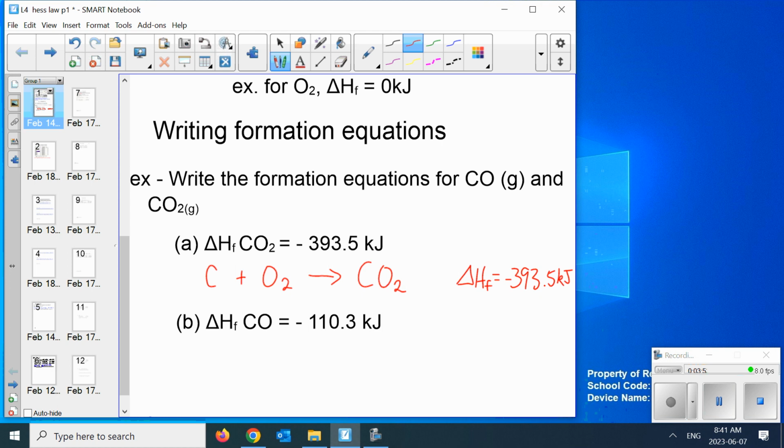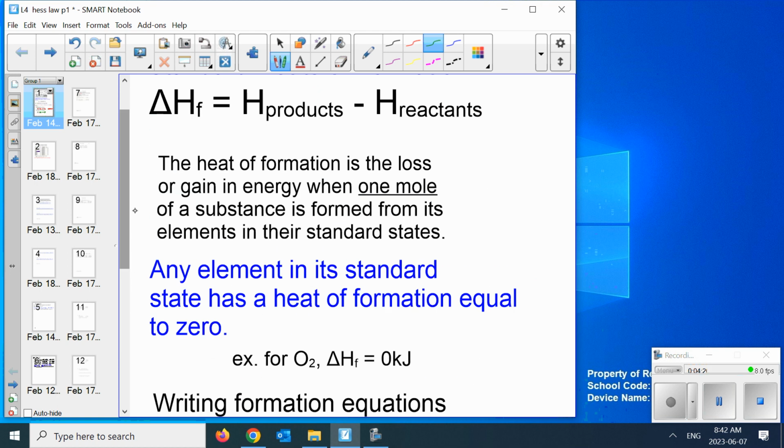Now the next one's going to have a little monkey wrench. Same elements, but balance comes out differently. So once again, for carbon monoxide, it's still carbon plus oxygen. Here's where it gets tricky. Well, not that tricky, but it involves fractions. This is why the other day we were practicing balancing with fractions. You have to keep it on the right-hand side as 1 mole for this number to be accurate. 1 mole of the substance formed.